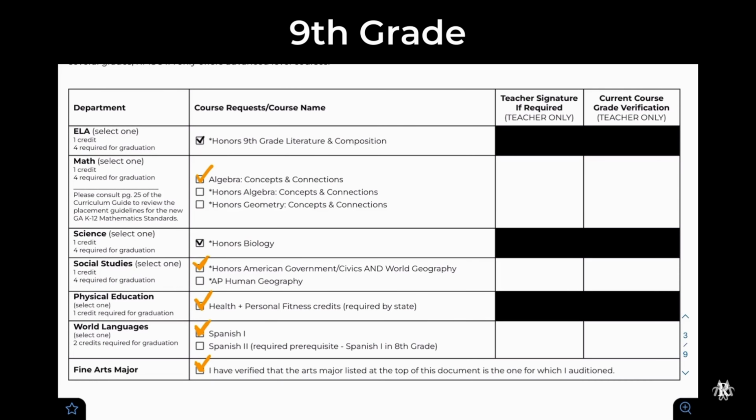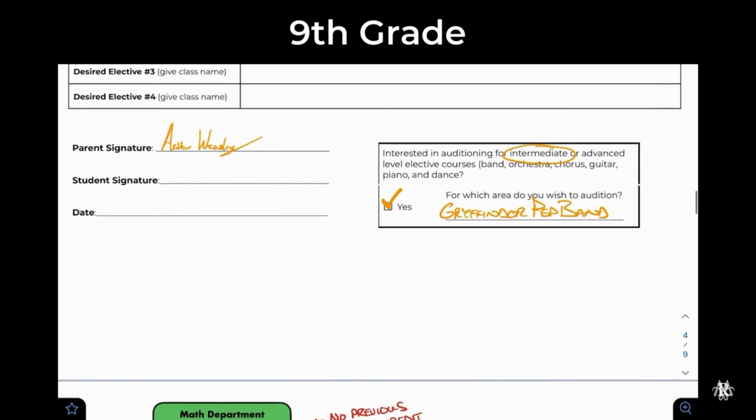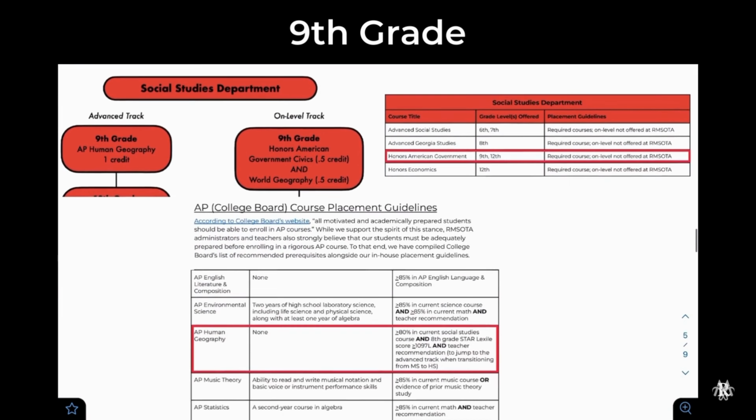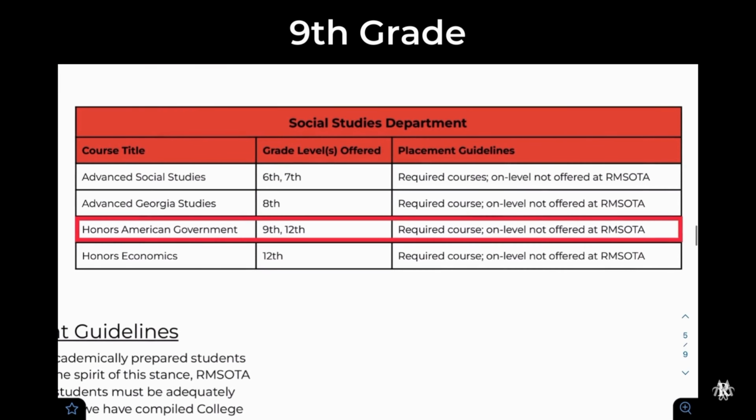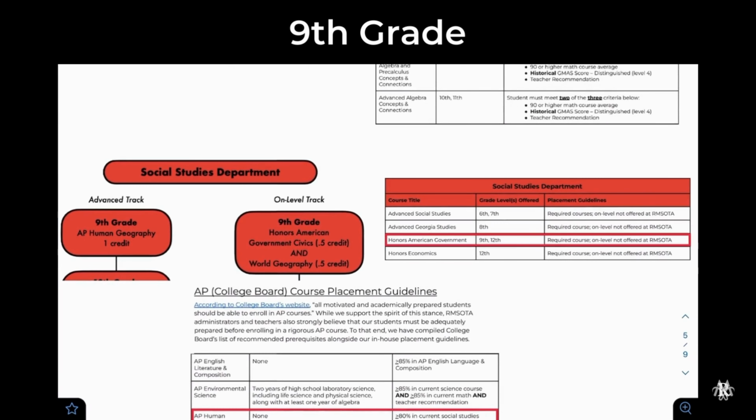Likewise, in social studies, 2 tracks are offered. However, after reading the AP course placement guidelines and speaking with his current social studies teacher, Ron understood that he would be most successful in the on-level honors course rather than attempting an AP course during his freshman year.